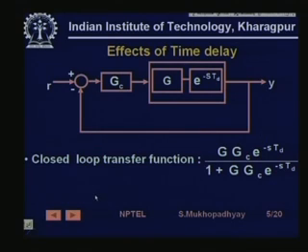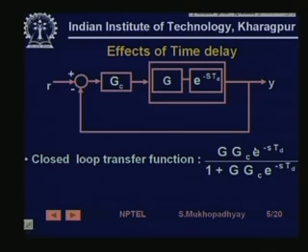First of all, let us notice how you can get the DC or steady state transfer function. In most cases, not all cases, you can get the steady state behavior by setting s equal to 0. If we set s equal to 0, irrespective of the time delay, this transfer function will become G G_C by 1 plus G G_C. So the steady state transfer function is not affected by delay. This is the message: in steady state, delay has no effect.